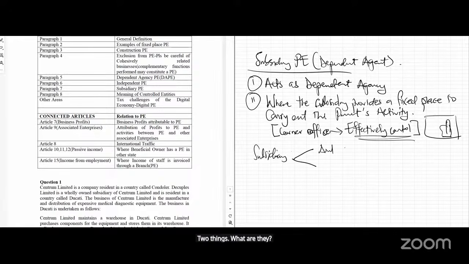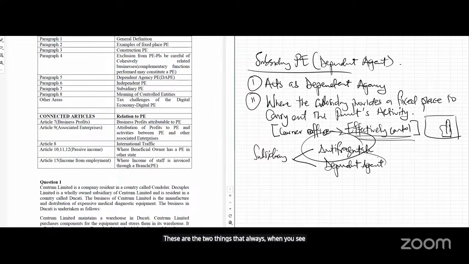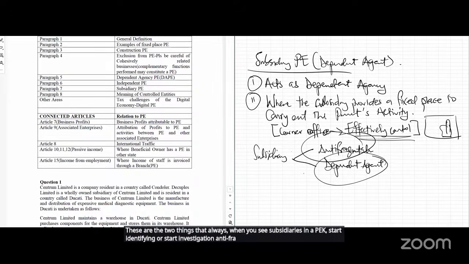One, anti-fragmentation. And two, dependent agent. These are the two things that always, when you see subsidiaries in a PE question, you start identifying or start investigating: anti-fragmentation, dependent agency. And that's what scores you the marks.